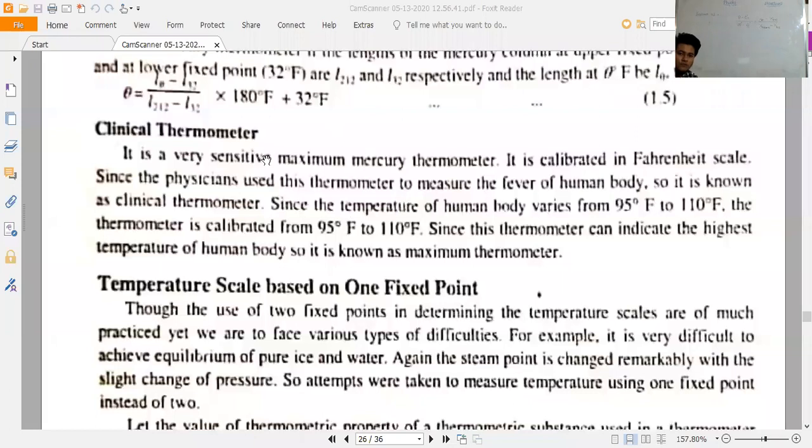So we left off at the clinical thermometer topic in our last session, and we will start from here itself. I hope you understand this clinical thermometer thing. Now let me share one interesting incident that happened with me.